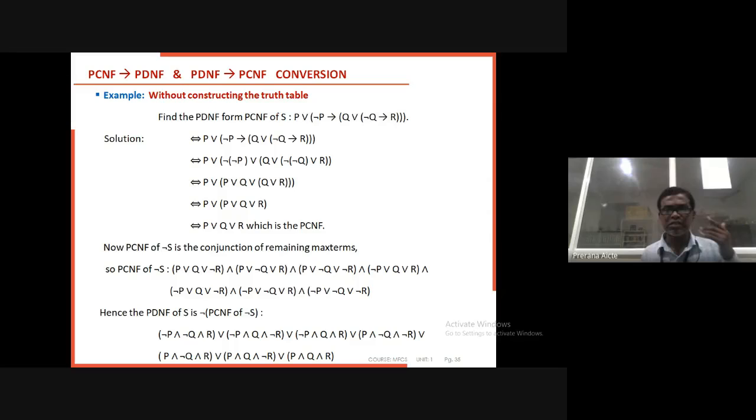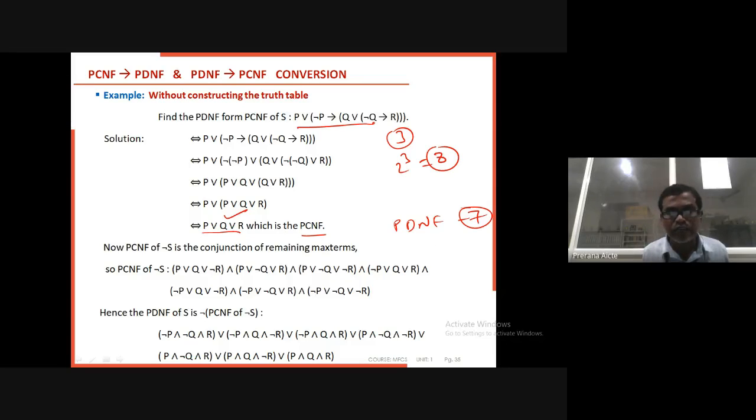Or otherwise, if you have the formula like this, this is the problem given. Now it is simplified. Finally we got this. Let us observe here: it contains 3 variables, so for 2 power 3, a total of 8 terms will be there. Now in the PCNF, I got only 1 term, so in the PDNF we have 7 terms. But how will we identify them? This is the term we have there.